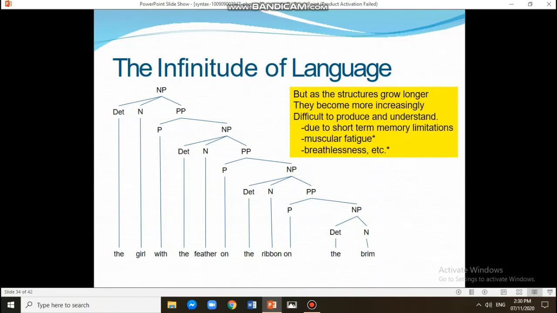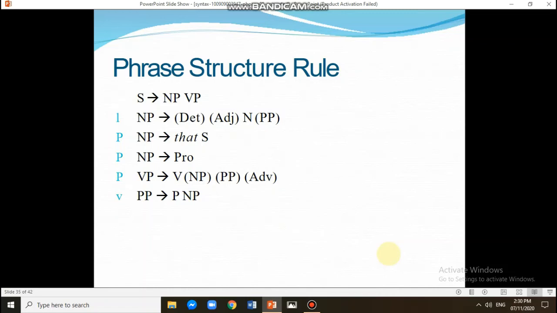So, but as the structures grow longer, they become increasingly difficult to produce and understand due to short-term memory limitation, muscular fatigue, breathlessness, etc. So, mahirap na siya kung ganyan kataas ang sentence. So, para dili mo maglibog, what composes each structure? So, these are the rules.